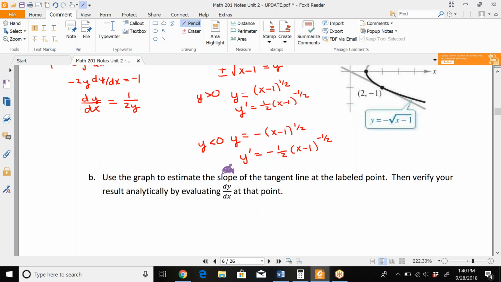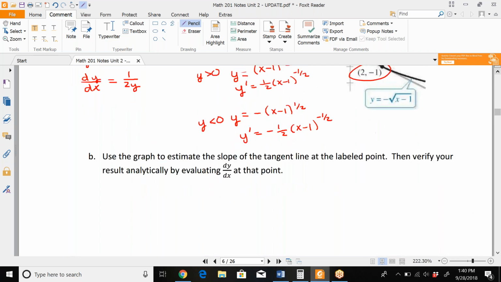So this says use the graph to estimate the slope of the tangent line at the labeled point. You can kind of count here if you want, but I'm going to verify the result analytically by evaluating dy dx at that point. So the point here that they're focusing on is 2, negative 1. So if we plug that into dy dx, we only are plugging in the y value because that's all this formula needed because the x ended up not being part of it. So that's 1 over 2 times negative 1, which gives me a slope of negative 1/2.